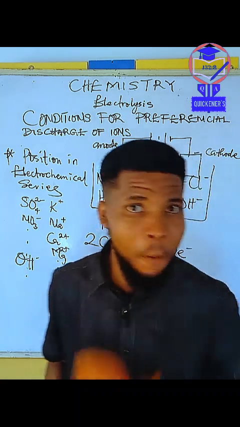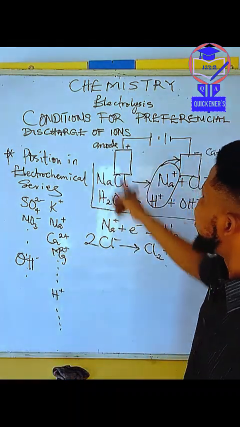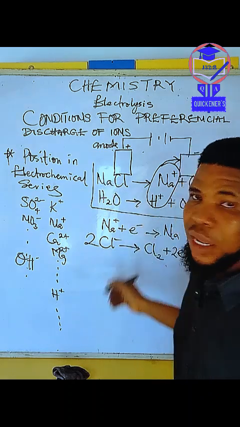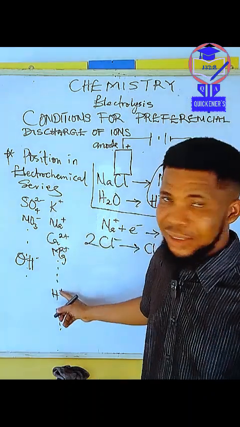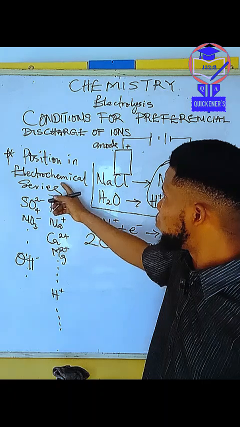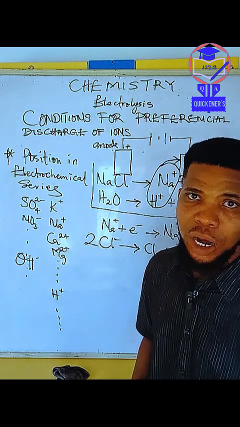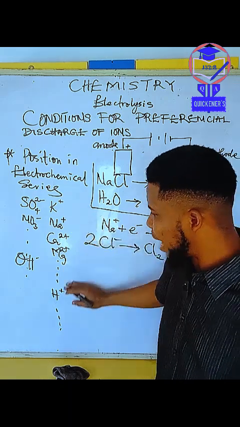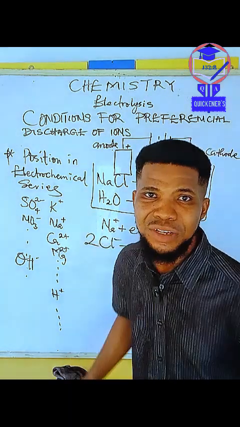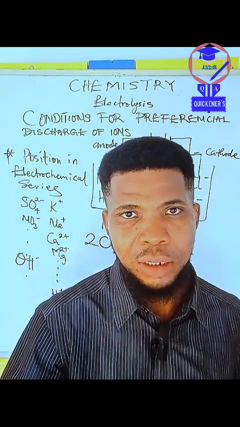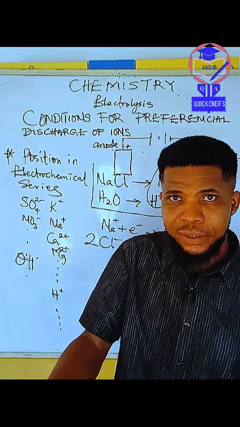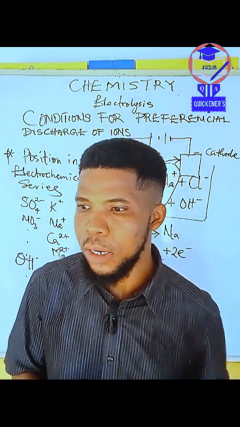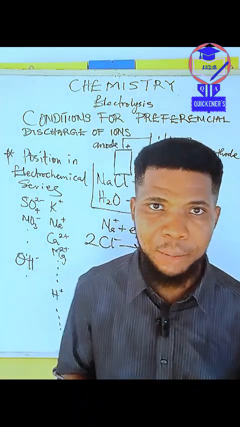Are you with me? So for any discharge of an ion to happen in this chemical system, there is a condition that is respected according to the arrangement in the electrochemical series. Are you getting me now? Now, for metals, those that are very low in the electrochemical series will be discharged. They will be preferred over those that are high. The reason is because of their ionization capability.